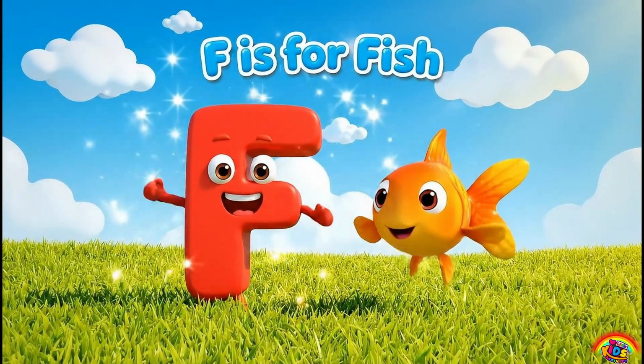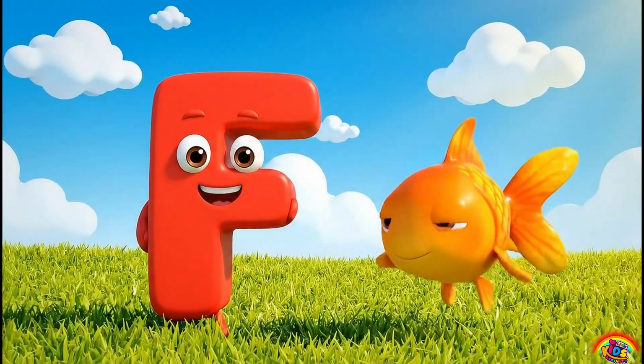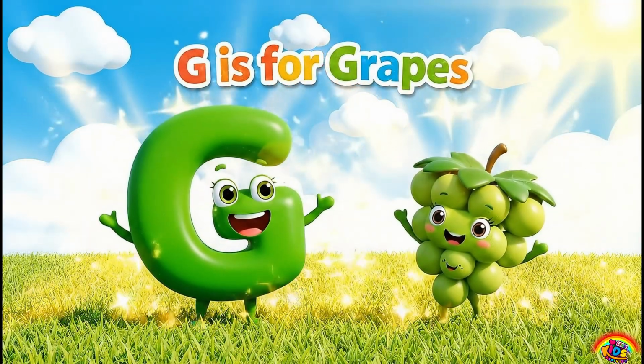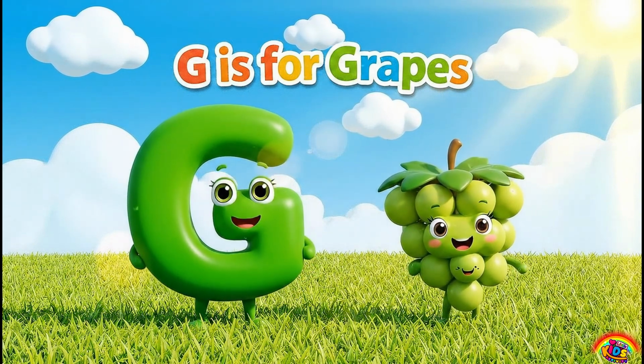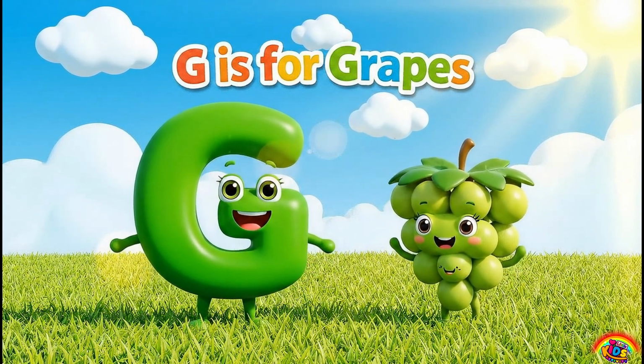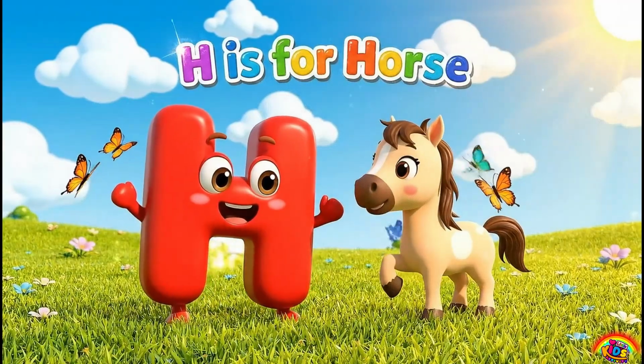This is the letter F. F is for fish. Look at the colorful little fish. This is the letter G. G is for grapes. Look at the yummy green grapes. H is for horse.